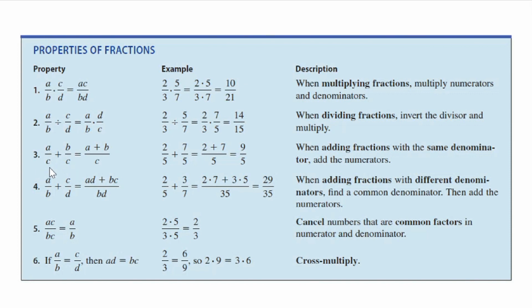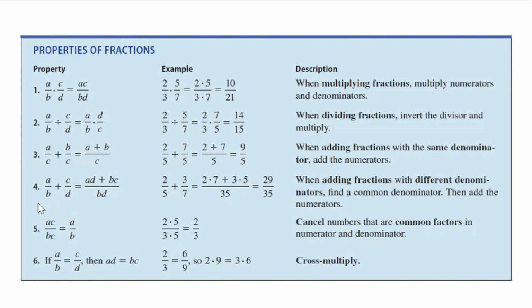Now, the third property, we have a over c plus b over c. In this kind of fraction, since the denominators are the same, we just copy the common denominator and then add the numerators. Take note, you can only add the numerators if we have similar fractions, wherein the denominators are the same. Okay, so therefore, we just add the numerators and then copy the common denominator.